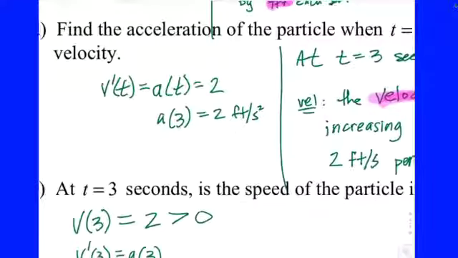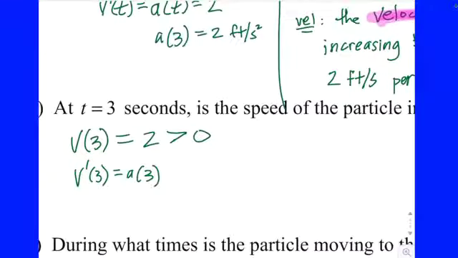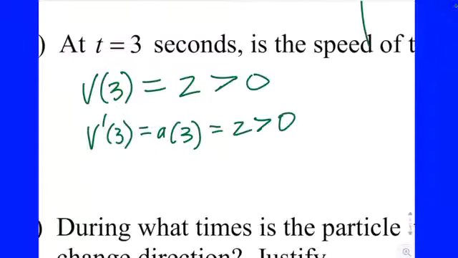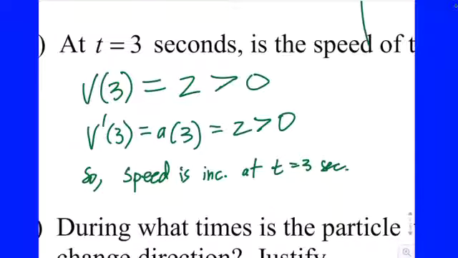And then a of 3, we found up above, it was always 2. So that also equals 2, which is also greater than 0. So if you have both of the inequalities there, then you could just say, speed is increasing at t equals 3 seconds. There you go. Why are they increasing? Because the velocity is to the right and the acceleration is also to the right. They are working together. Speed is increasing.